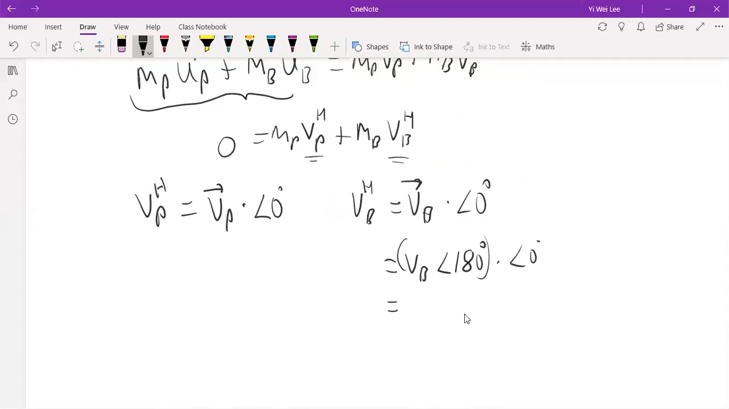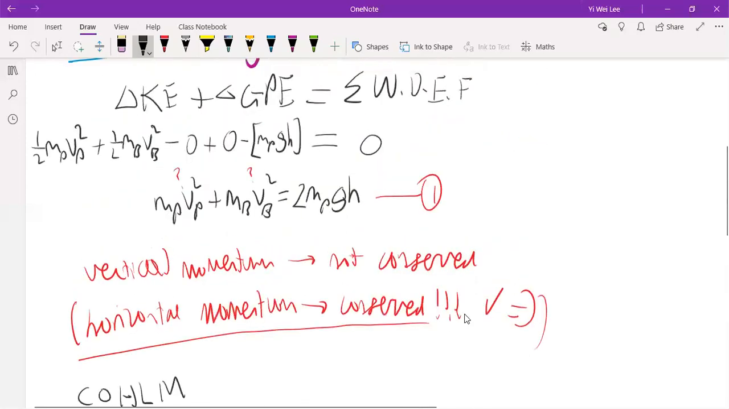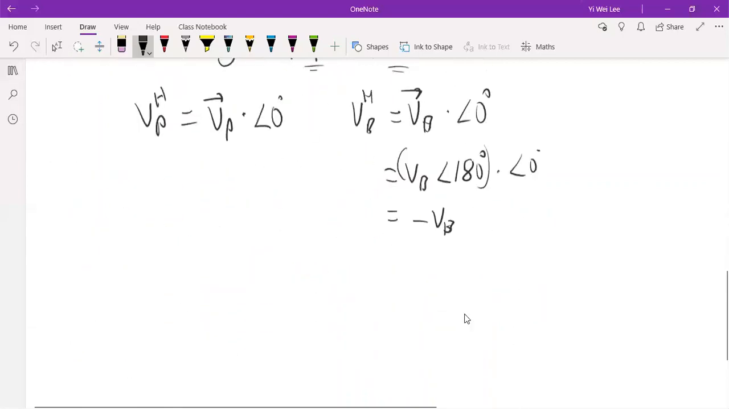Now, if you were to do a dot product, what does that mean? Dot product means that you take the cosine of the difference in angle, which is equal to negative Vb. Please note this Vb is the speed of block B, which equals this Vb here. So this Vb and this Vb are the same.